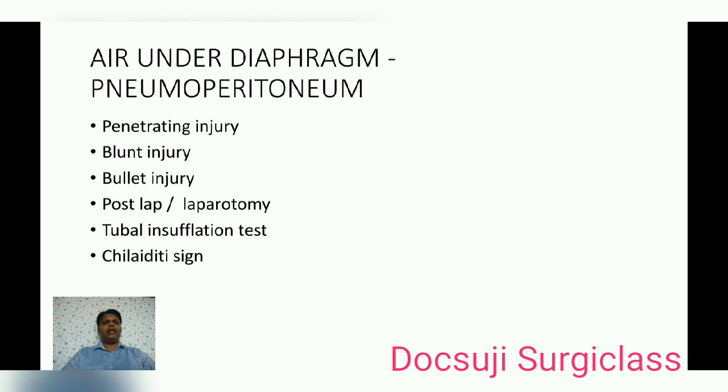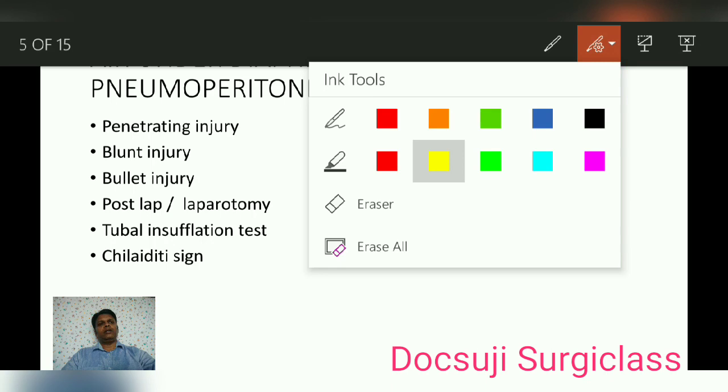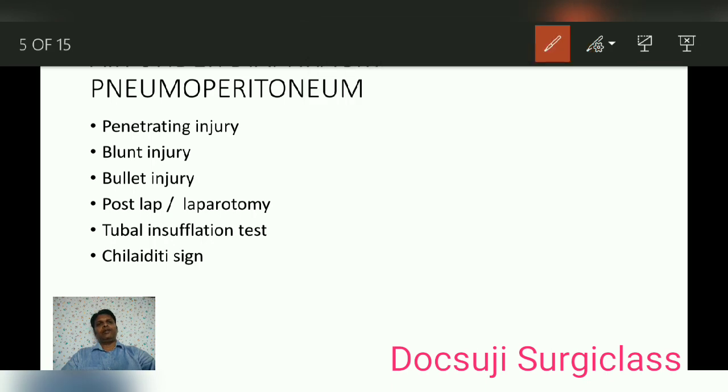Next, these are the other causes of air under the diaphragm. Number one is penetrating injury. Anything by a sharp object, penetrating or stab injury, you can get air under the diaphragm. Blunt injury that causes a tear in the intestine or any hollow viscus perforation, there also you can get pneumoperitoneum. Bullet injury, and the main thing is post-laparoscopy or laparotomy.